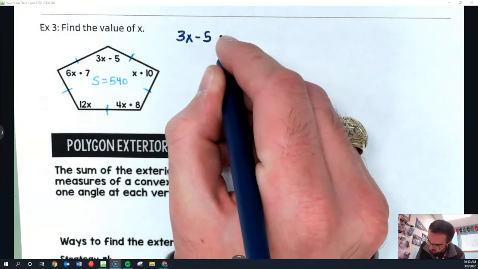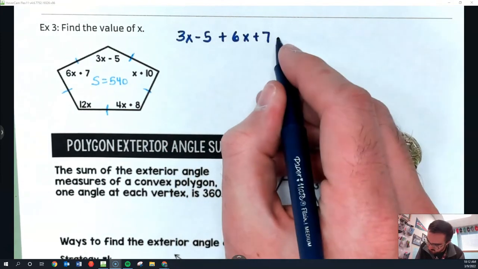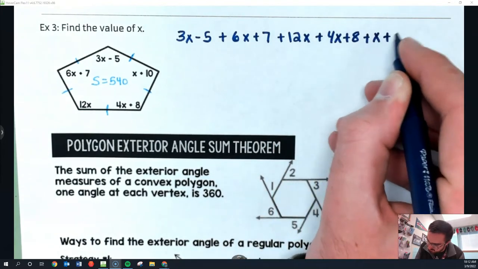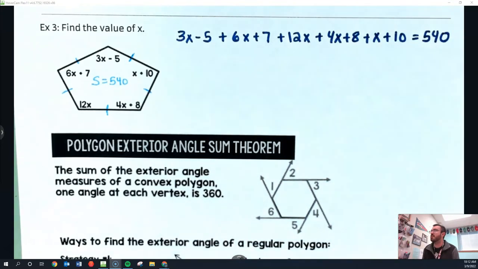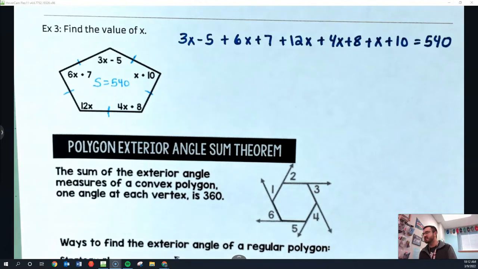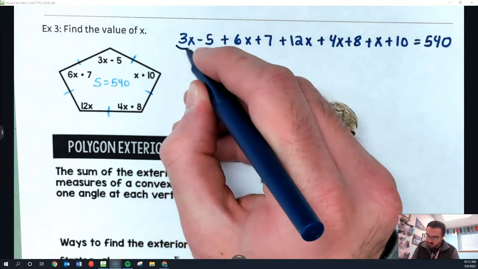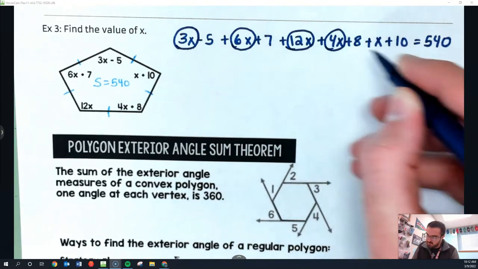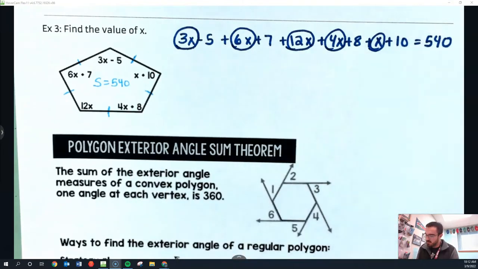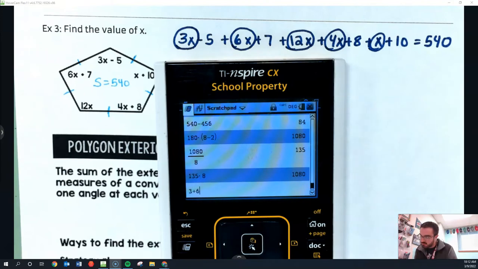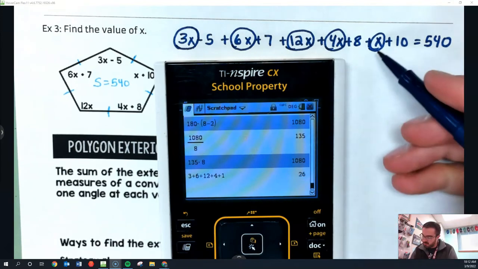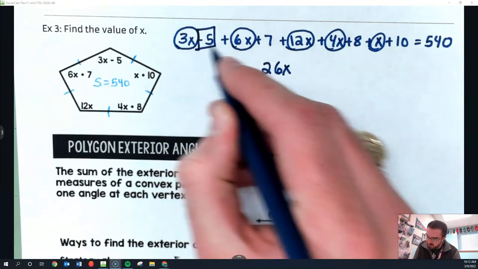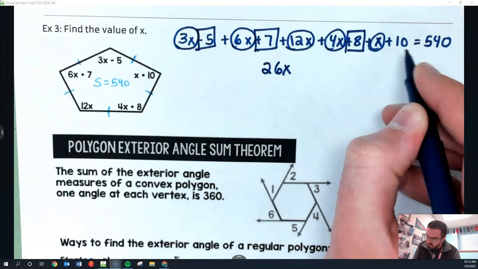3x minus 5 plus 6x plus 7 plus 12x plus 4x plus 8 plus x plus 10 equals 540. Okay, I know this looks like a crazy long equation, but it's going to get super small, super fast. So let's circle the x's: 3x, 6x, 12x, 4x, x. Let's add up all those. We get 3 plus 6 plus 12 plus 4 plus 1. And remember, that's a 1x. So we get 26x.